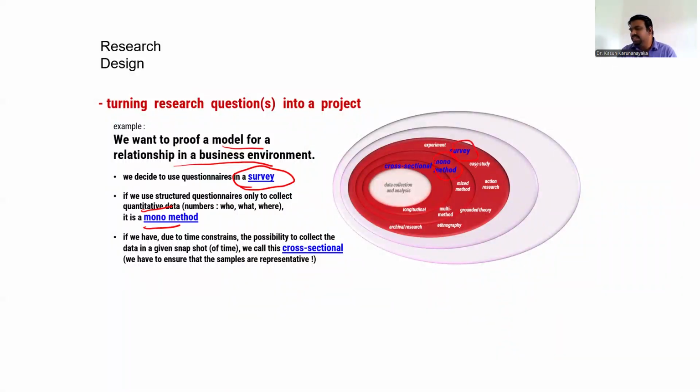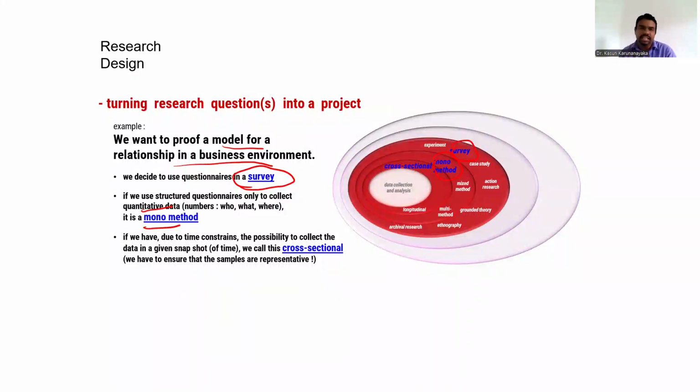So you select surveys, you go mono method quantitative, and then for data collection, you don't have enough time, therefore you go for cross-sectional data collection. Cross-sectional data means you create a snapshot of a time. You take a snapshot of the sample that you study, which means during a particular short period of time, you collect data from your selected participants.